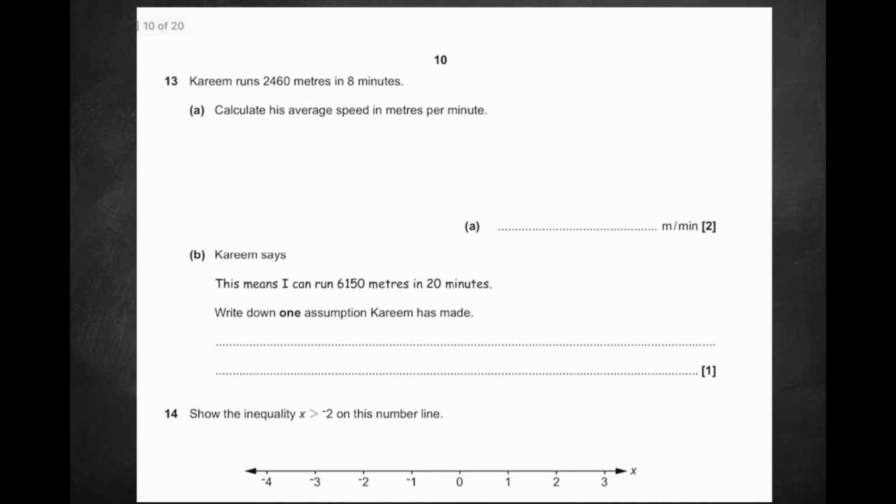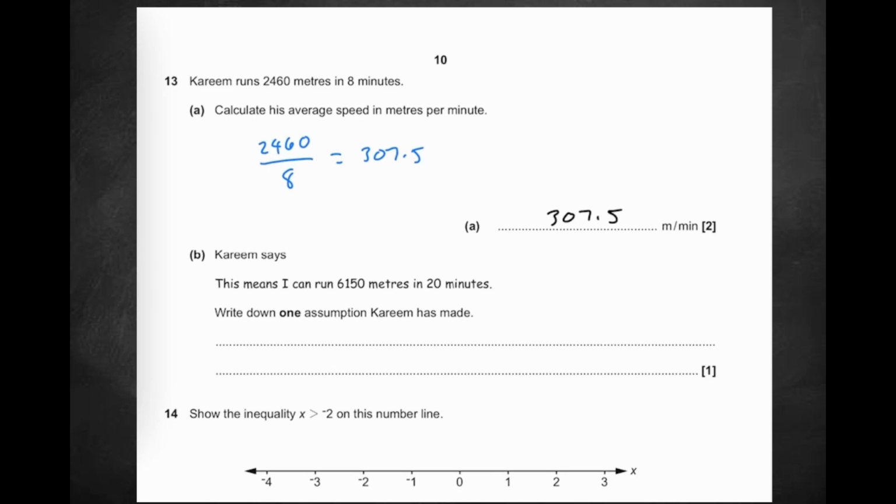Question number 13. Kareem runs 2,460 meters in 8 minutes. Calculate his average speed in meters per minute. So all we need to do here, since the units are already meters per minute, is just do 2,460 divided by 8. I'll do that on my calculator. And our answer is 307.5 meters per minute.